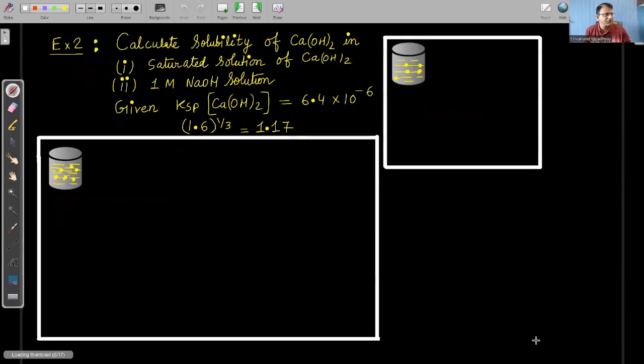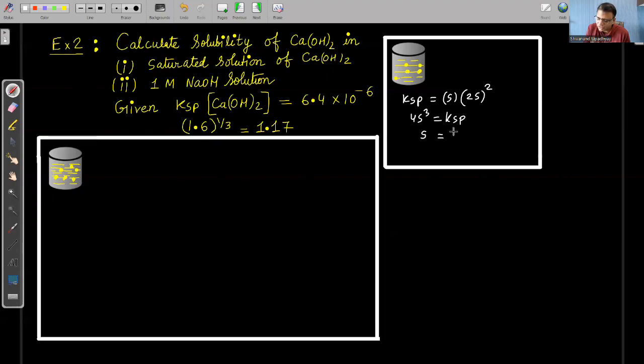Let us take another example to discuss the same point. Calculate the solubility of calcium hydroxide: the first part is in a saturated solution of calcium hydroxide, and the second part is in 1 molar solution of NaOH. The Ksp of calcium hydroxide is given and the value of cube root of 1.6 is given. In the first part, in saturated solution, we can directly apply the formula that Ksp is equal to the concentration of calcium 2 plus ion, which will be s, times the concentration of OH minus, which will be 2s, whole square.